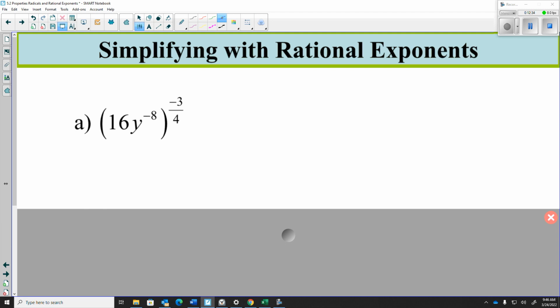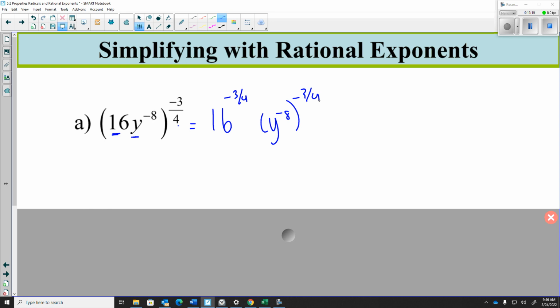You don't have to do it the way I would do it, but this is how I would do it. I'm raising both of these pieces to this power, right? So I would just split it up. Remember, we're talking about breaking stuff up. So I would break it up into 16 to the negative 3/4 power, and then y to the negative 8 to the negative 3/4 power. That's how I would get rolling with it. If you want to flip stuff first, you can do that. If you want to turn it all into a fourth root, you can do that. It's okay. You just got to hang in there when it starts to get weird. Yeah, that's what I'm doing.